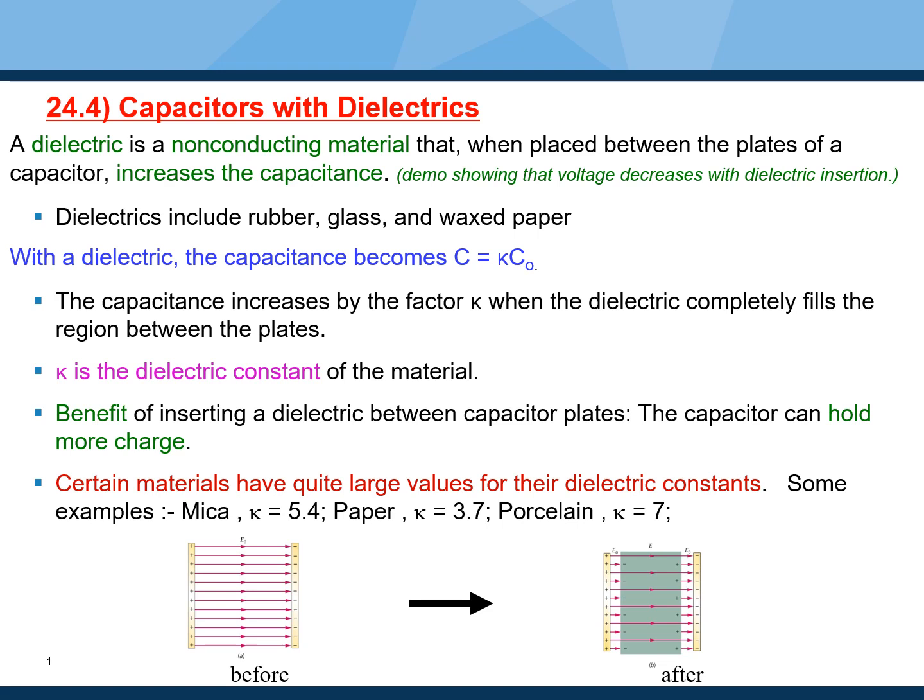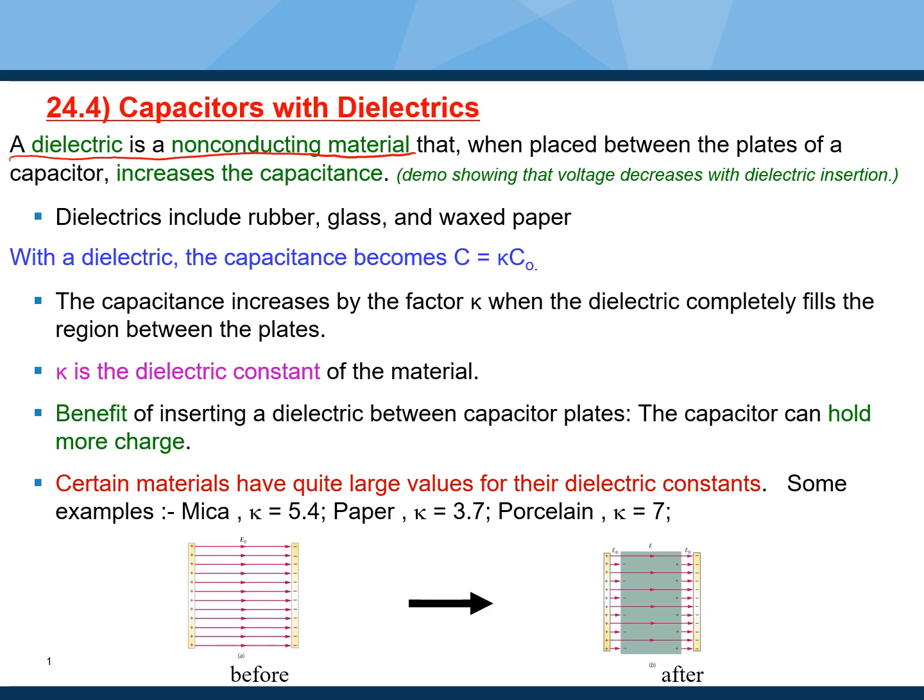Now, what is a dielectric? A dielectric is basically a non-conducting material. And people actually did experiments with dielectrics, and they found that when they inserted a non-conducting dielectric material between the plates of a capacitor, something nice and interesting happened.